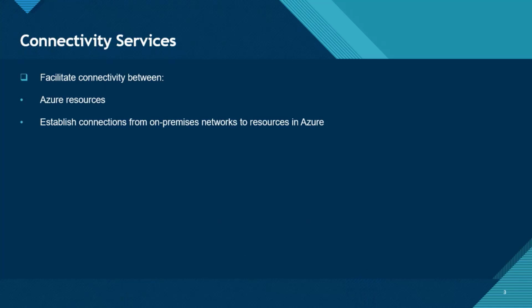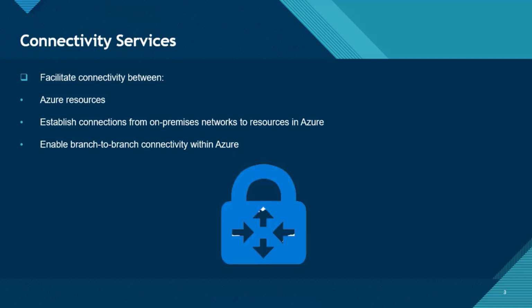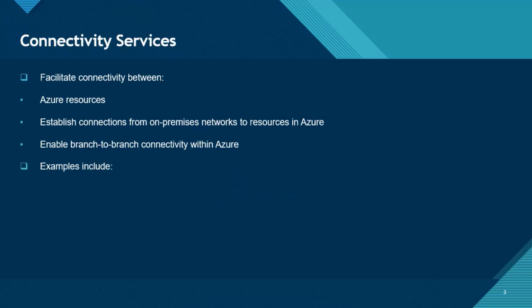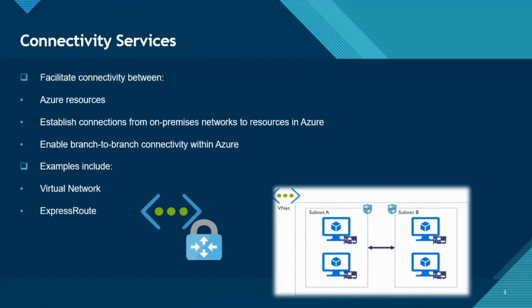Connectivity services also help to establish connections from on-premises networks to resources in Azure using ExpressRoute. It also allows you to enable branch-to-branch connectivity within Azure across different on-premises locations using VPN gateway and so on. Examples of connectivity services that you can choose from include virtual network, ExpressRoute, VPN gateway, Azure DNS, and more.